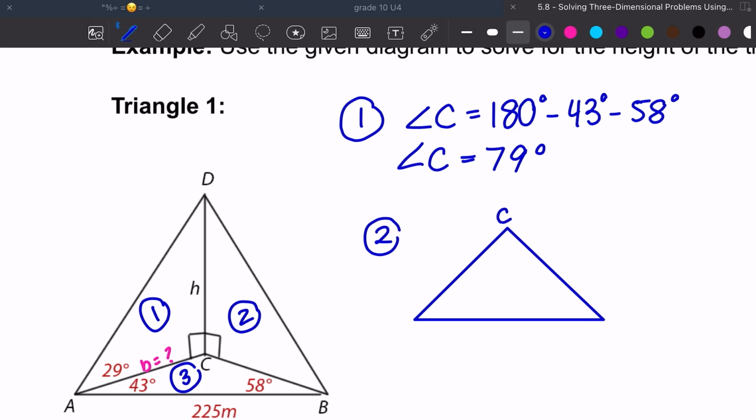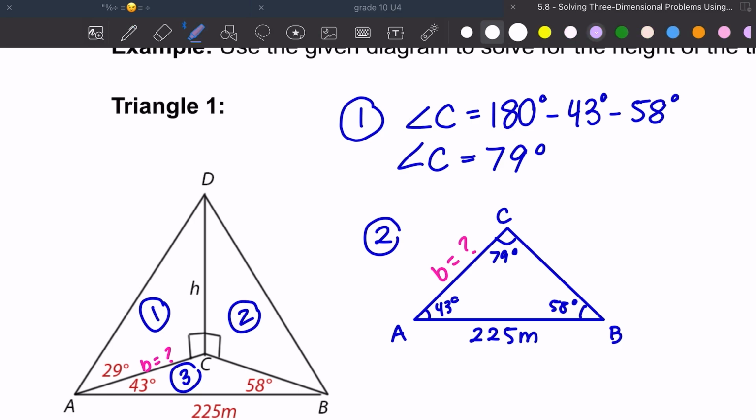So we know this is C and we determine this is 79 degrees. This is A, which is 43 degrees. This is B, and this is 58 degrees, and we know that this is 225 meters. If we want to know what this is, you could use sine law. We can't use cosine law because I don't have all of the side lengths, so by a process of elimination, I've got to use sine law.